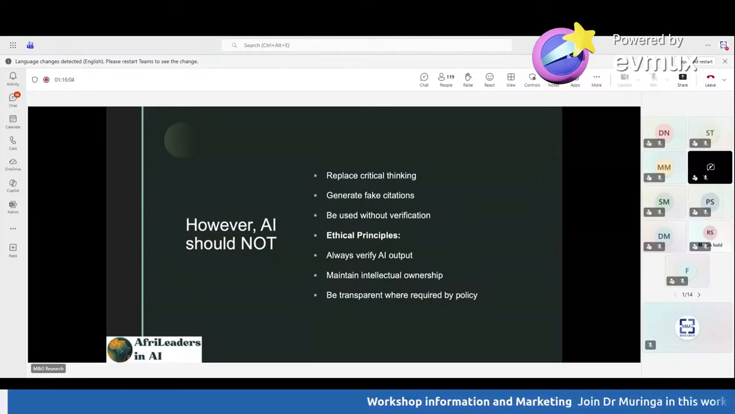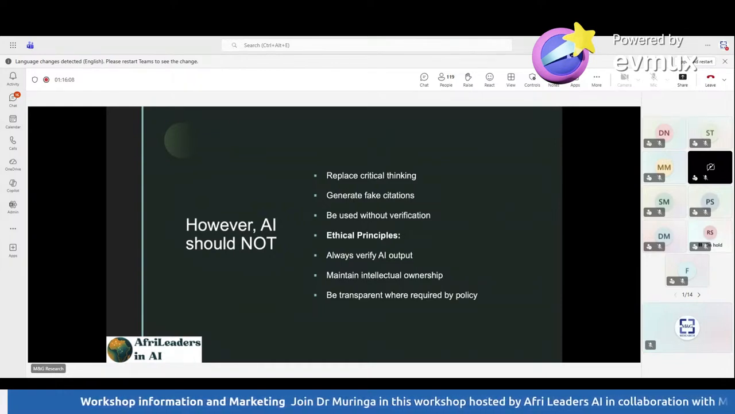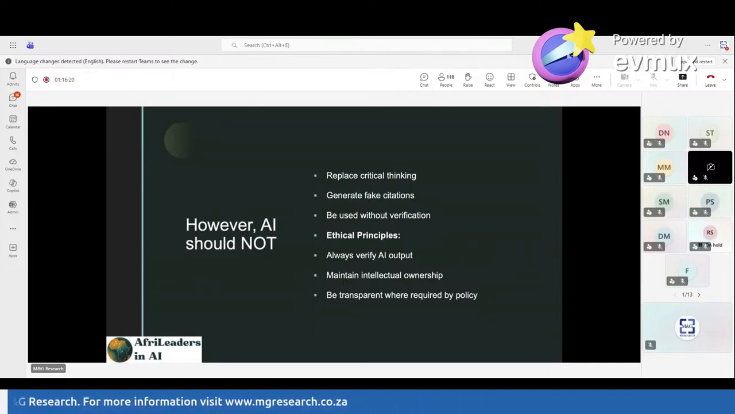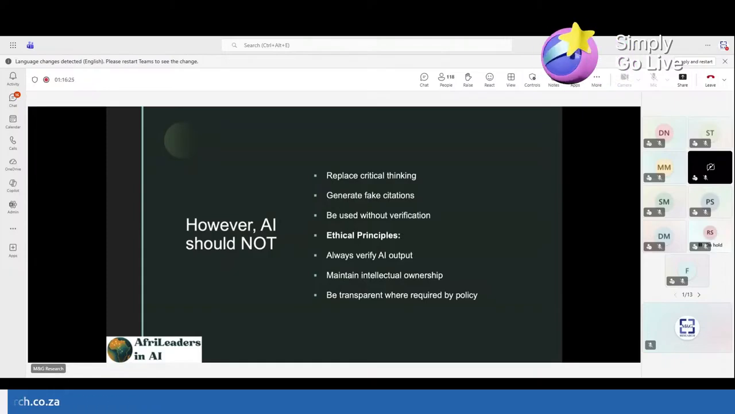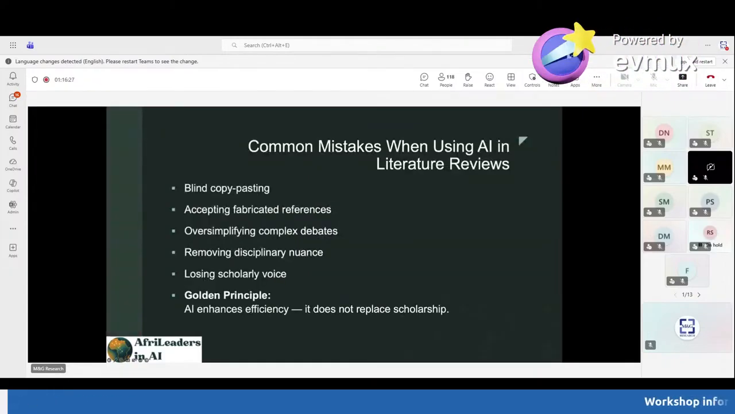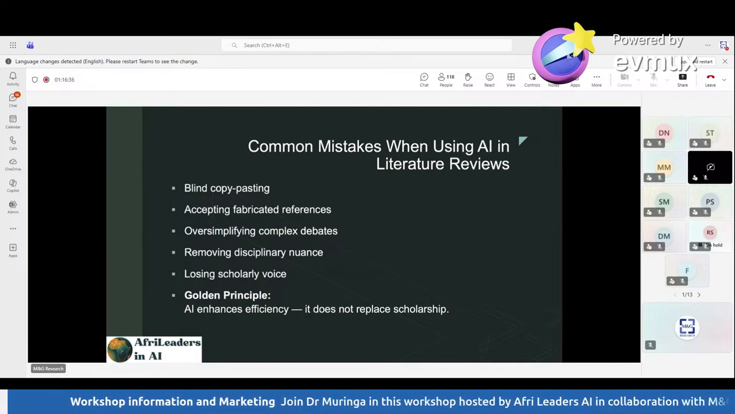And we also want to stick to the ethical principles where we say always verify our output and maintain intellectual ownership and be transparent where required by policy. So we don't want to over rely on ChatGPT, but we want to bridge the gap of human and AI collaboration as we develop our literature reviews, right? But there are common mistakes when using AI in literature reviews that we need to identify or highlight before we get into the practicals.